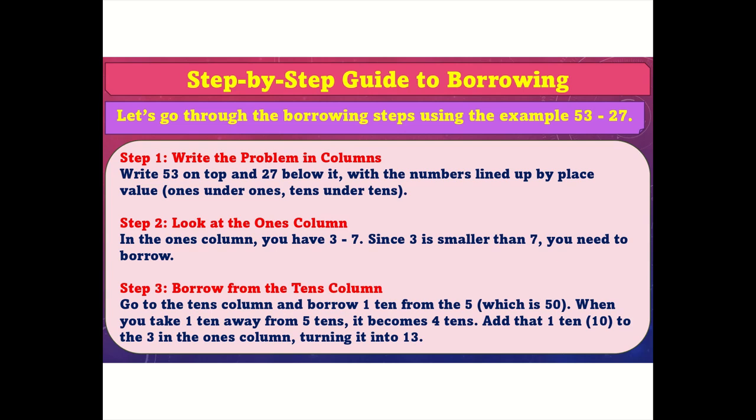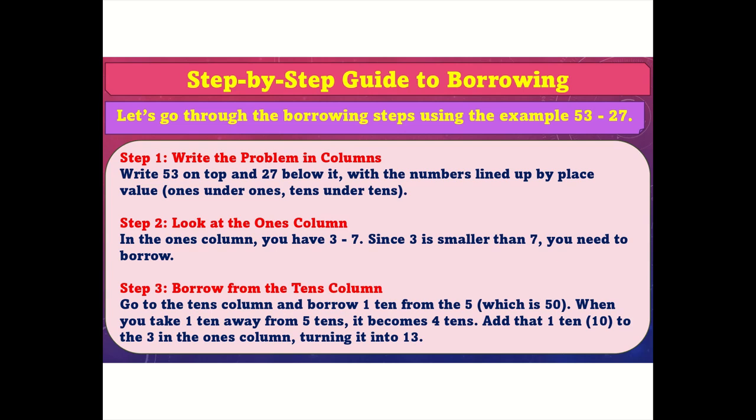Step-by-step guide to borrowing. Let's go through the borrowing steps using the example 53 minus 27. Step 1. Write the problem in columns. Write 53 on top and 27 below it, with the numbers lined up by place value, ones under ones, tens under tens.